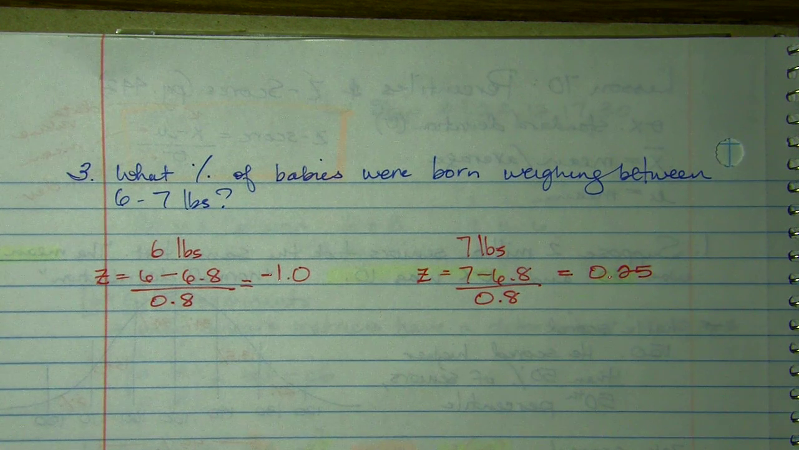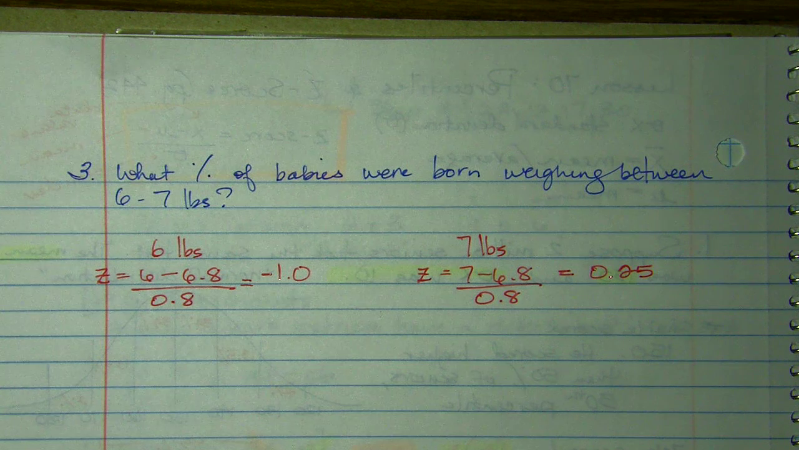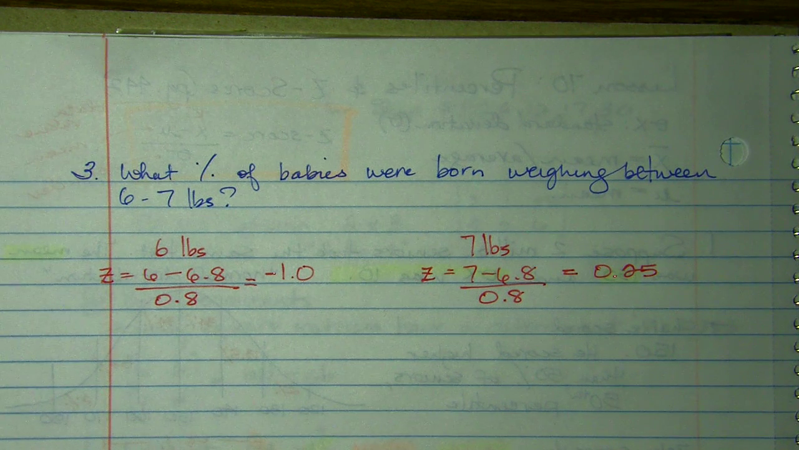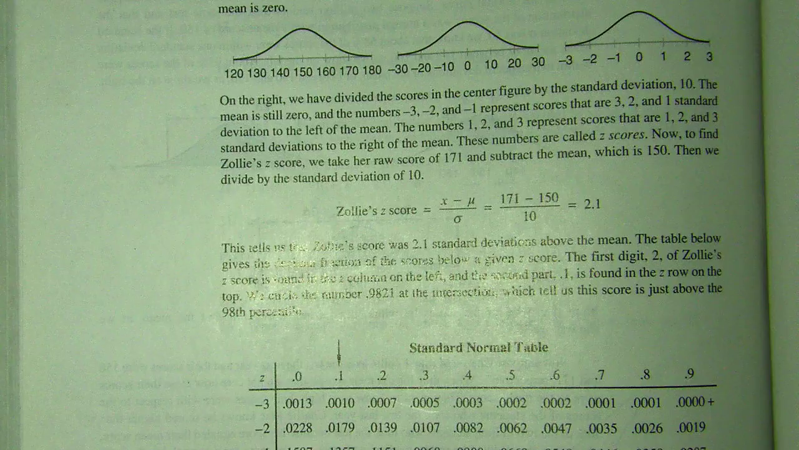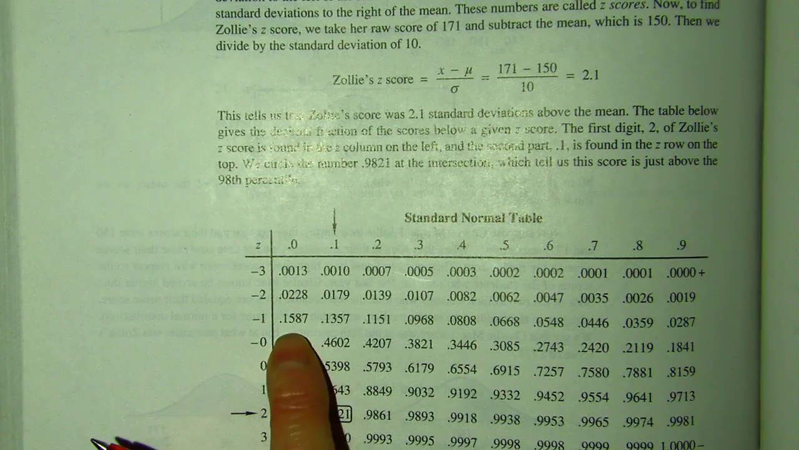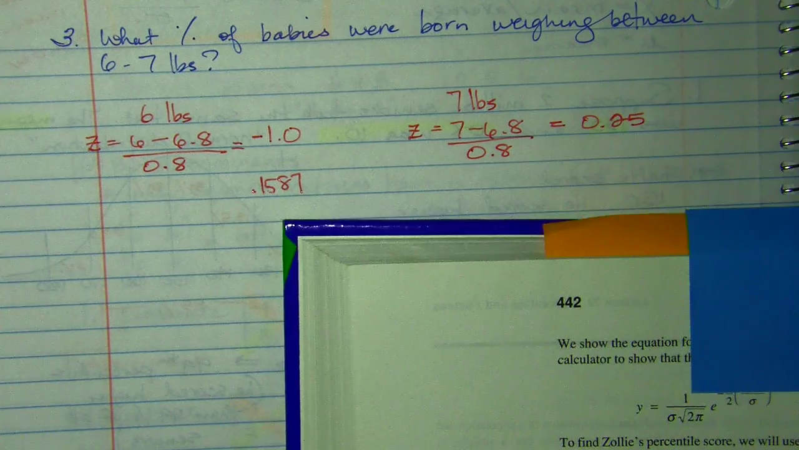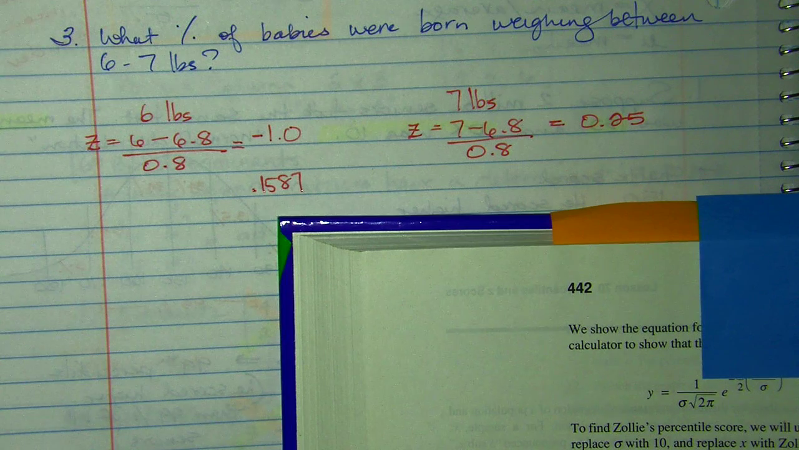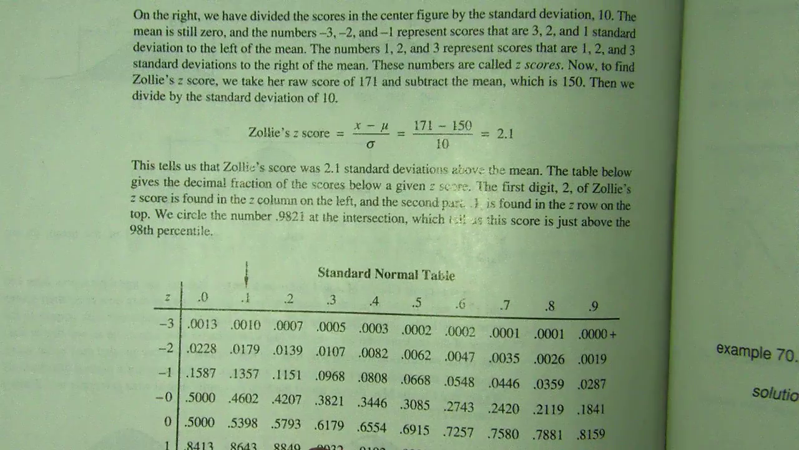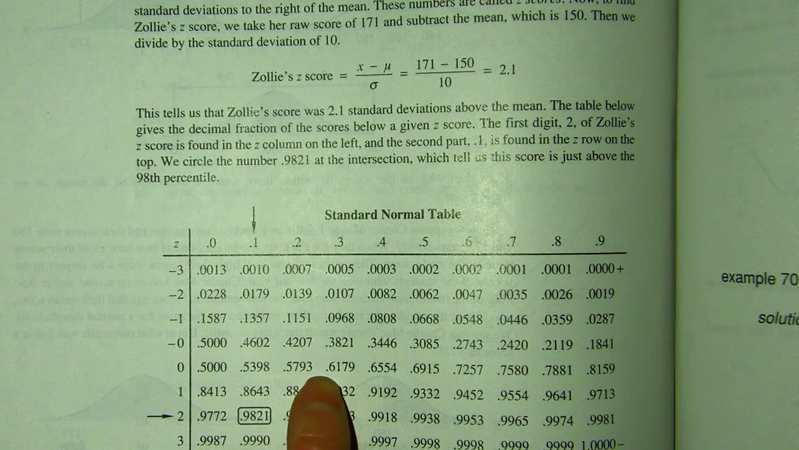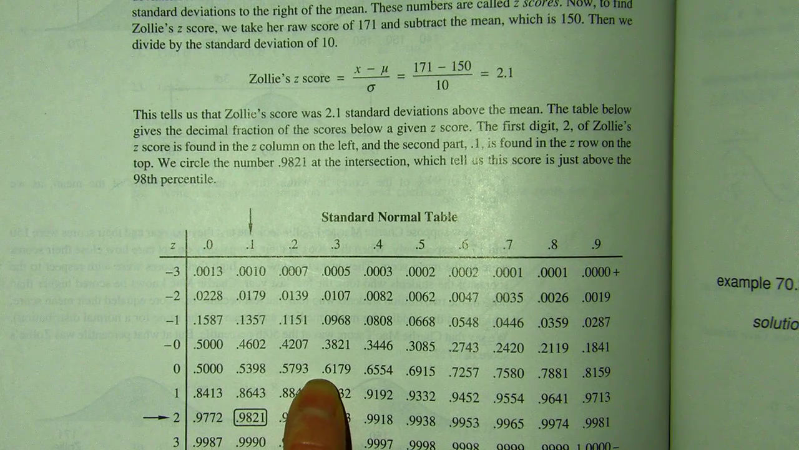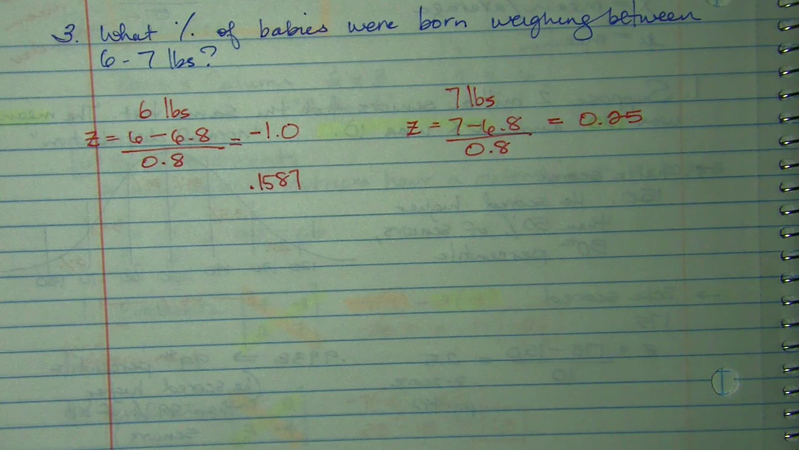So I'm going to look up each of those. So for negative 1.0, I got 0.1587. It's right here. And then for the 0.25, it'd be in between, right? Here's 0. 0.25 would be right in between 0.5793 and 0.6179.